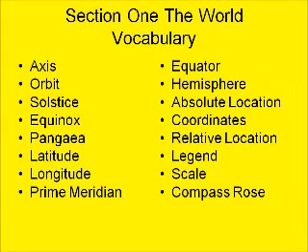Vocabulary you should be looking for in this section will usually be highlighted in an alternating color, most commonly red. You will be looking for the words axis, orbit, solstice, equinox, Pangea, latitude, longitude, prime meridian, equator, hemisphere, absolute location, coordinates, relative location, legend, scale, and compass rose.